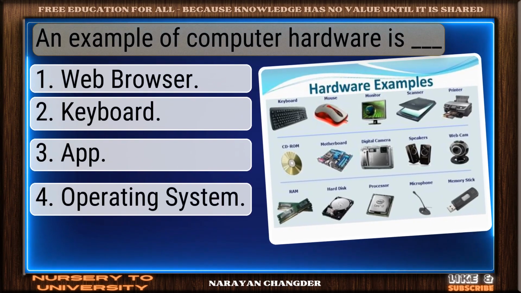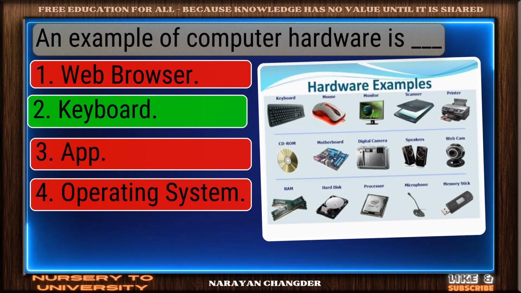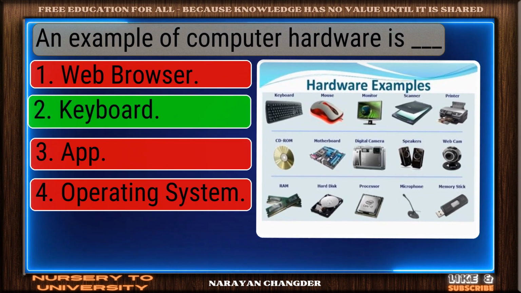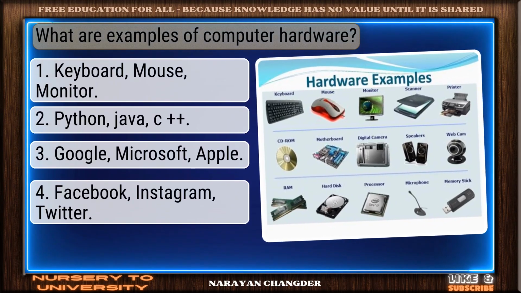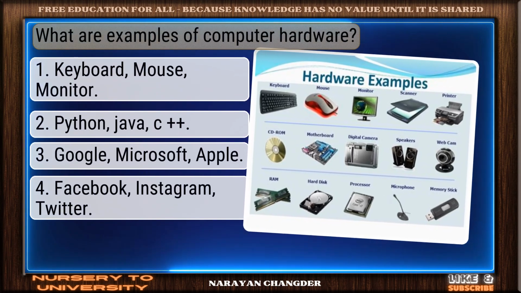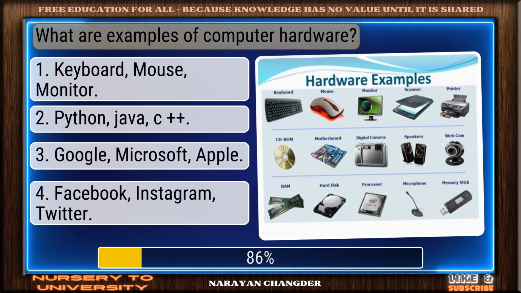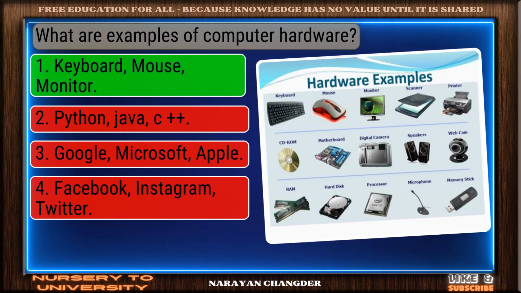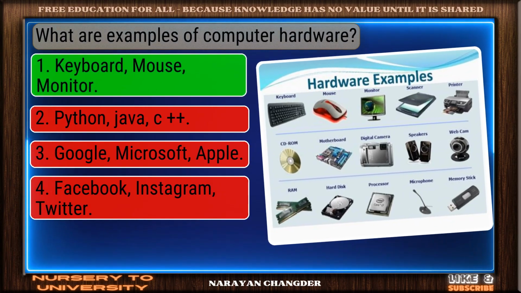Question number 13. An example of computer hardware is dash. Nice work. You chose keyboard, and it is correct. Question number 14. What are examples of computer hardware? Exactly. Keyboard, mouse, monitor makes sense, and it is the right choice.